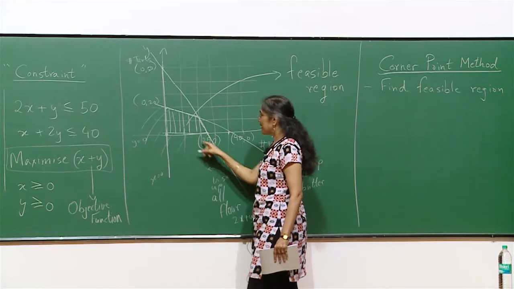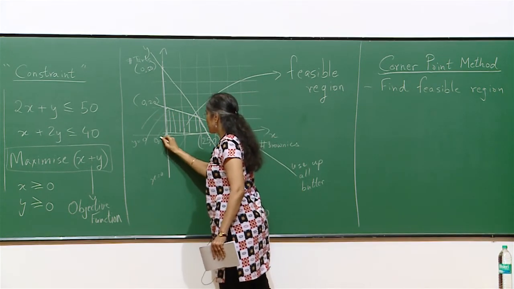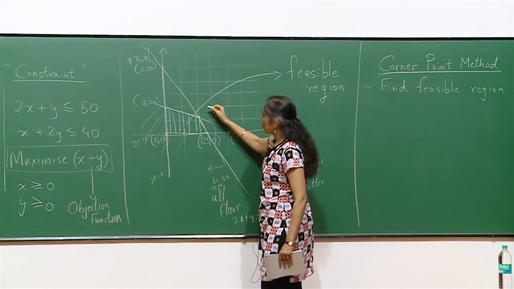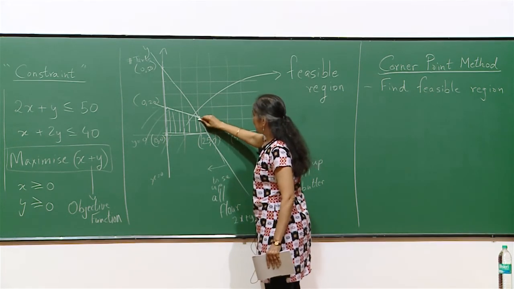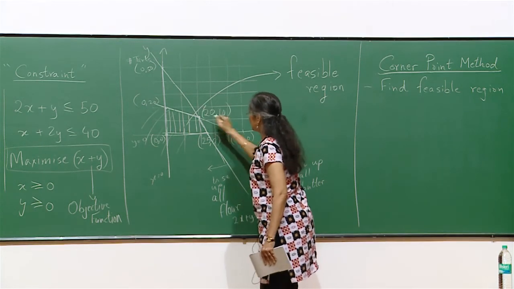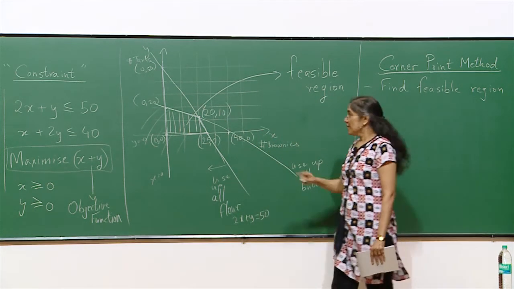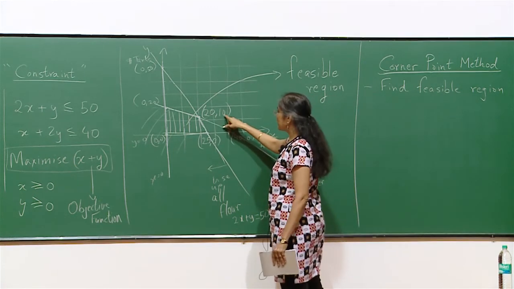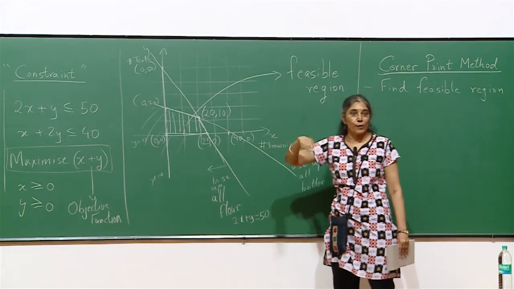So we have identified this corner, maybe this corner also we should identify as 0, 0. There's one more corner here which should be 20 and 10, okay, 20, 10, yeah. So if the baker bakes 20 brownies and 10 tarts, then in fact the baker uses up all the flour and all the butter.